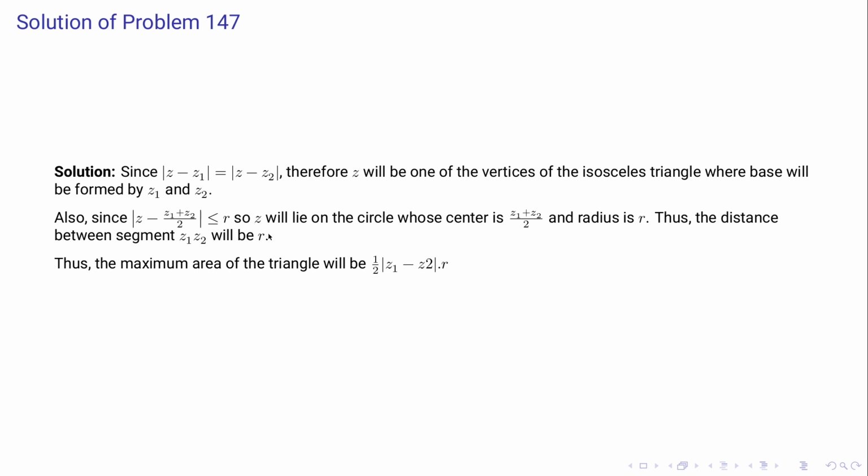Okay, so the distance between the points z1 and z2 will be less than r, thus the maximum area of the triangle would be 1 by 2 mod of z1 minus z2 into r.